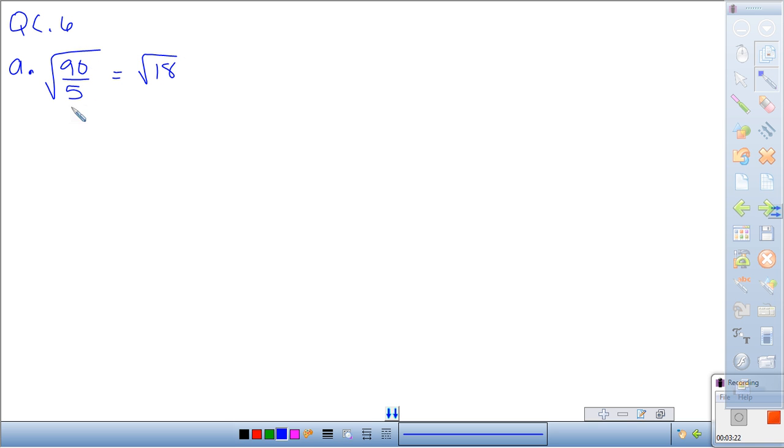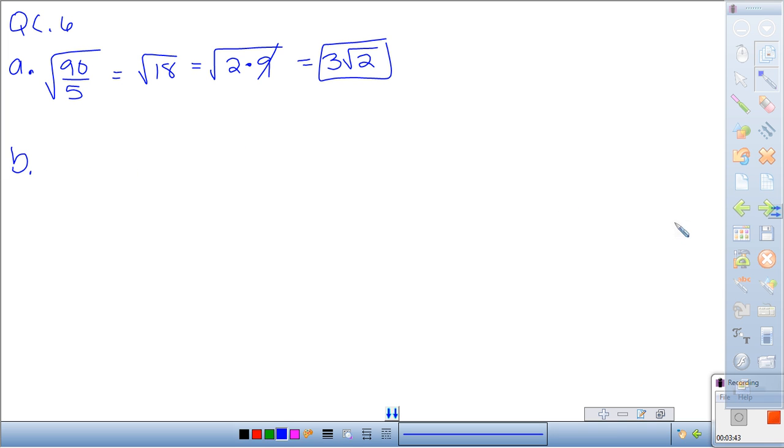Again, I just divided 90 by 5, so I have the square root of 18, and then I want to break down 18. 18 would be 2 times 9, and 9 is a perfect square, so I'm going to leave it so I can take the square root of it. The square root of 9 is 3, and then the square root of 2 has to stay inside, so 3 square roots of 2. Let's look at another one.